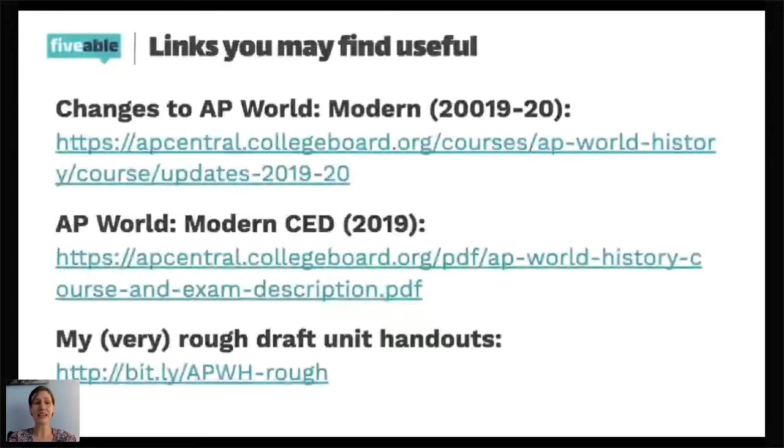The last link there is my very, very rough draft of something I'm going to show you a little later in the slide deck: some rough draft attempts at creating a 1-page unit outline handout that I could give to students. I know some folks are really into the new unit outlines and some folks are really not.